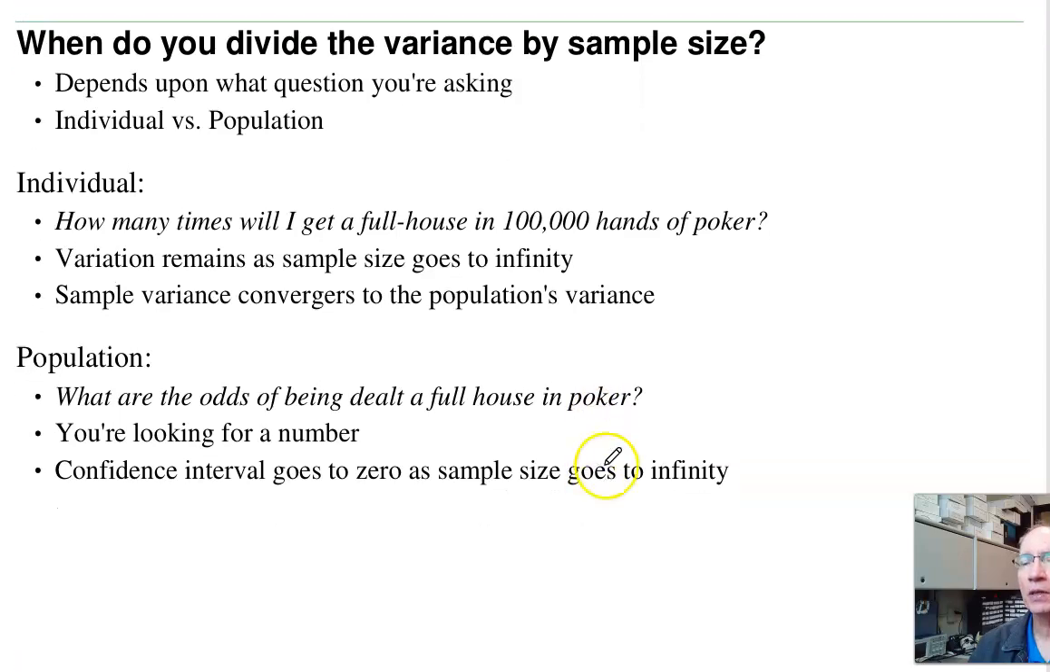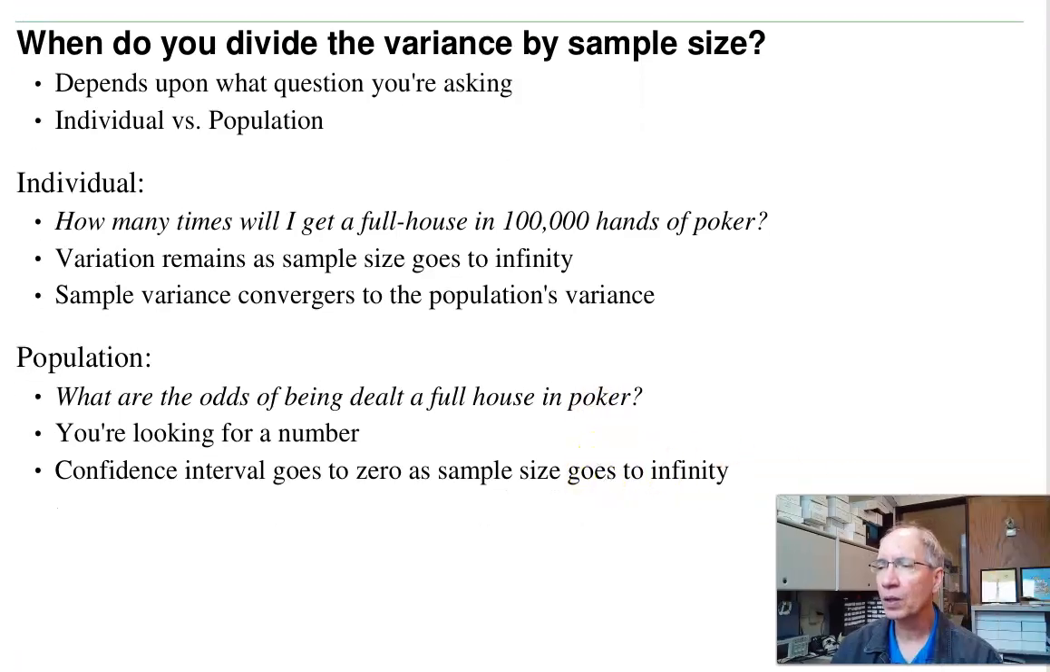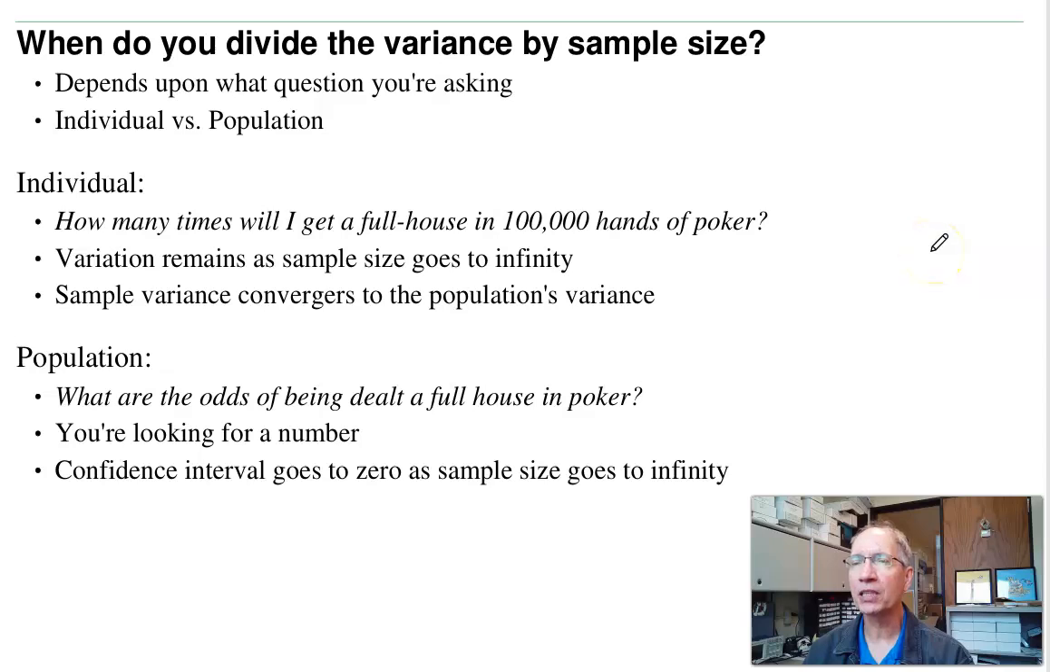So this causes kind of a problem for students. When do you divide by the sample size? When don't you? That's kind of a subtlety. It depends upon the question you're asking. It depends upon, are you asking about an individual or a population? An individual, there's always variability in the die rolls. If I want to know, like, what number am I going to roll next time I roll the dice? If I'm doing poker, I'm going to deal out 100,000 hands of poker.